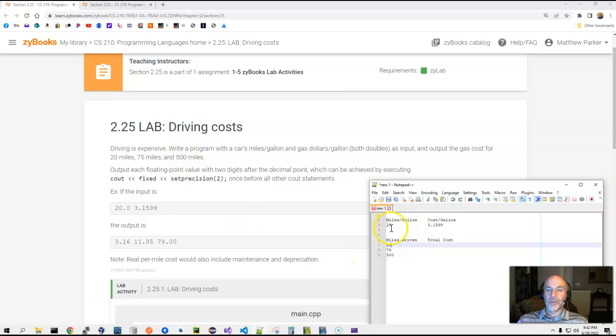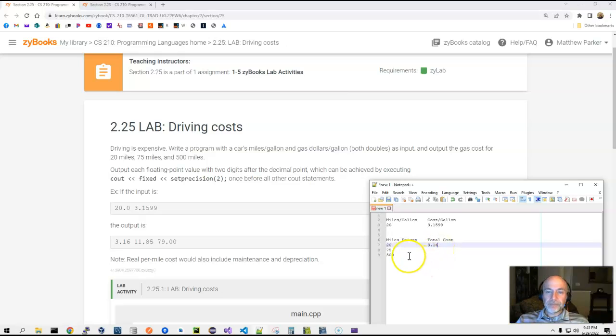So we have to put in what the miles per gallon is. And again, I'm just using their example here, which is 20. The cost per gallon is $3.15.99. They always got the 99 at the end. So those would be input from the command prompt. And then the arithmetic should spit out, for 20 miles driven, that's 20 miles per gallon, so that's 1 gallon of gas. That would be $3.16.